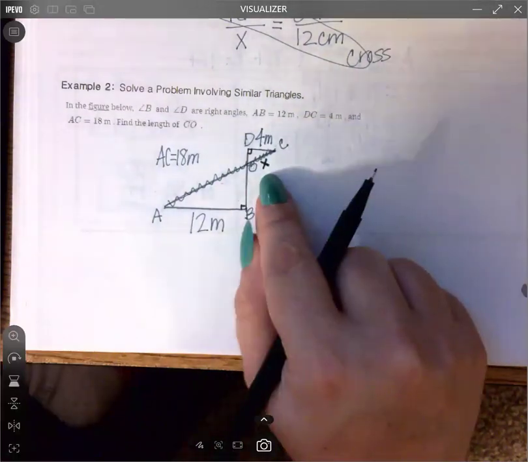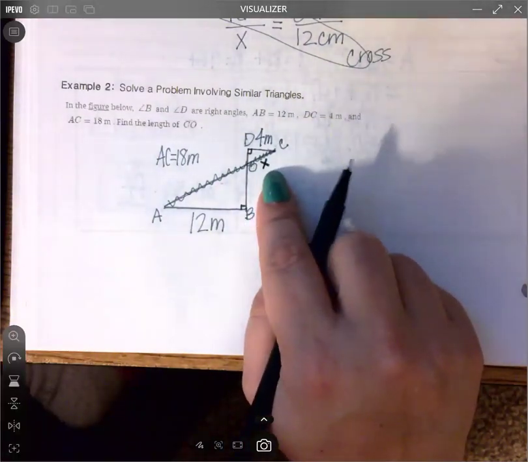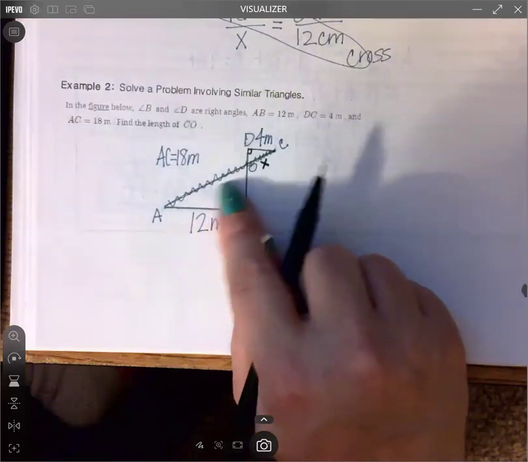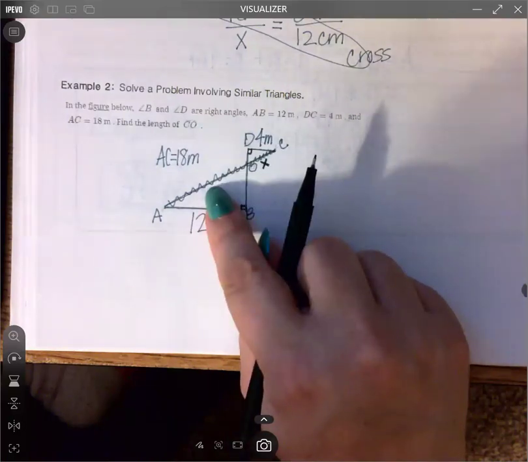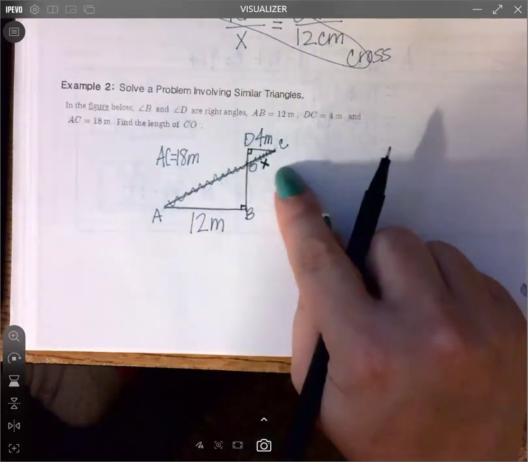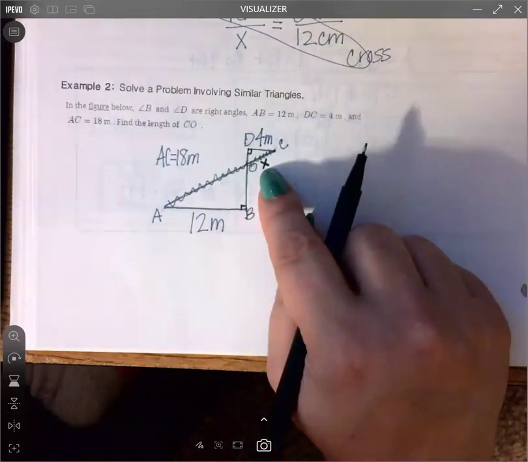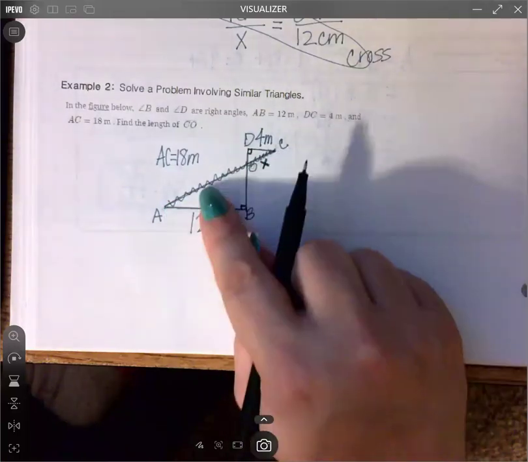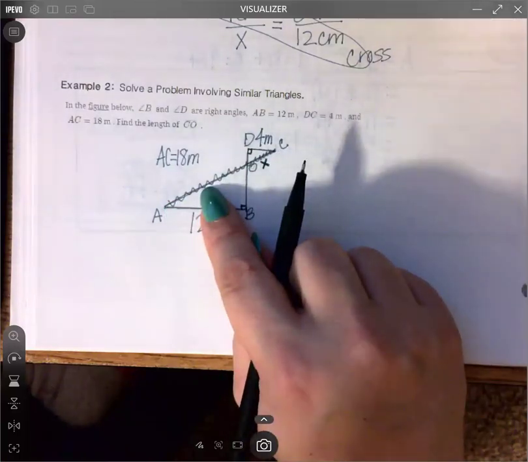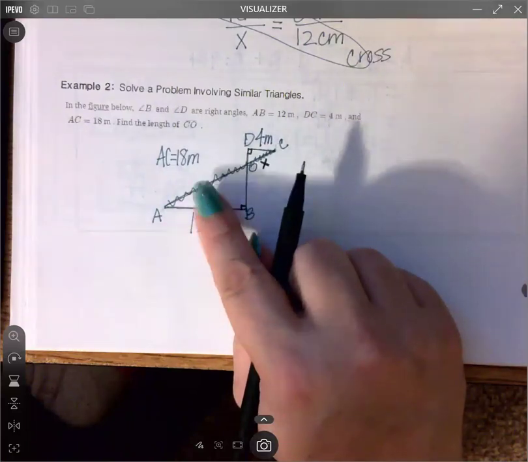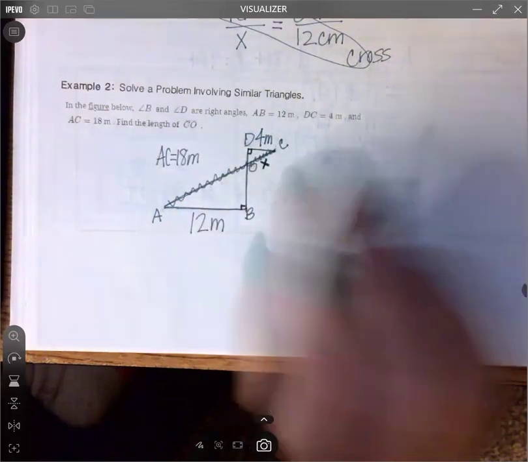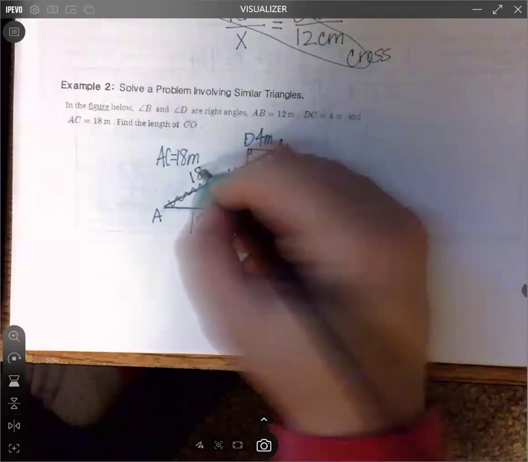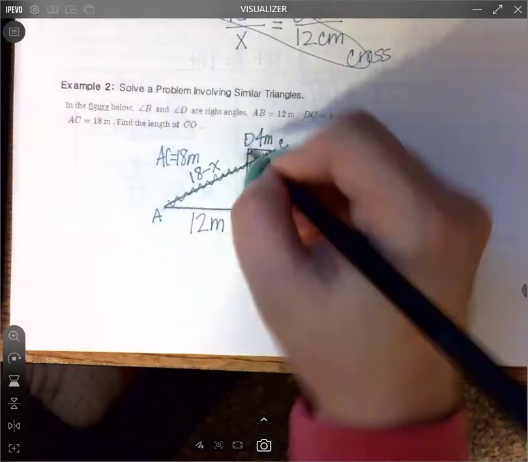Now, just to help you think about it, what if X were 2? If the whole distance is 18 and OC were 2, then I would have 16 left for AO. If X were 5 and the whole AC is 18, I would have 13 left for AO. In any case, in order to find AO, I take 18 minus whatever X is. So we're going to label AO as 18 minus X.